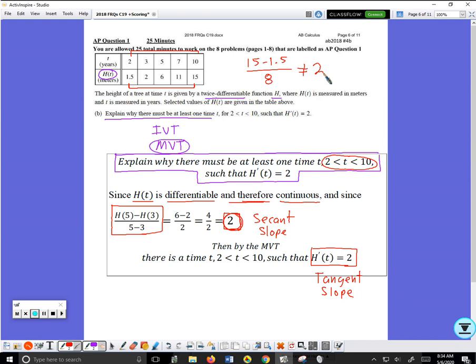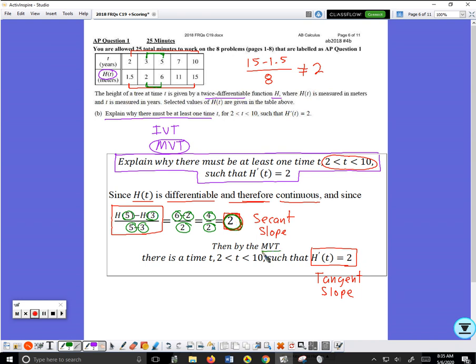I found it here. From 3 to 5, that's a change of 2 years. And here the height of the tree changes by 4. So sure enough, comparing year 5 to year 3, we get a secant slope whose value is 2. And now I can write the conclusion.